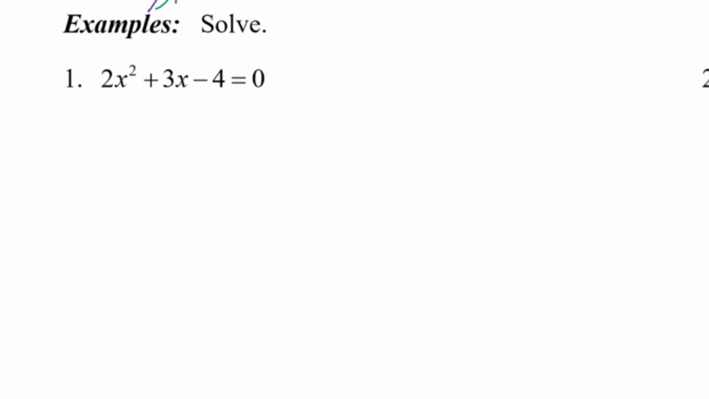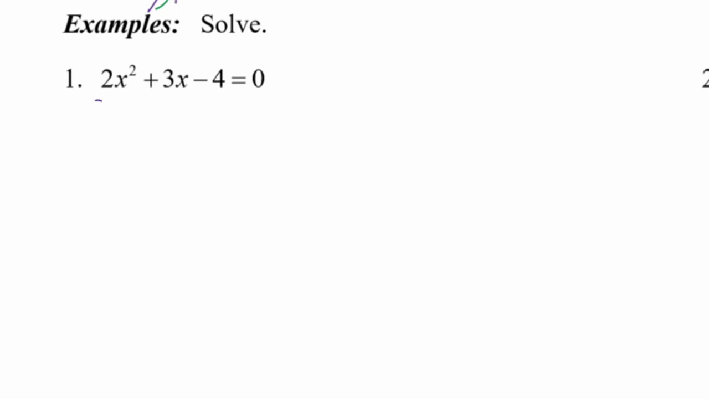Let's look at two examples of how to solve quadratic equations using the quadratic formula. In the first example, we have a quadratic equation in standard form, which means we have 0 on one side. Since we're going to use the quadratic formula, the first thing we should do is decide what a, b, and c are.